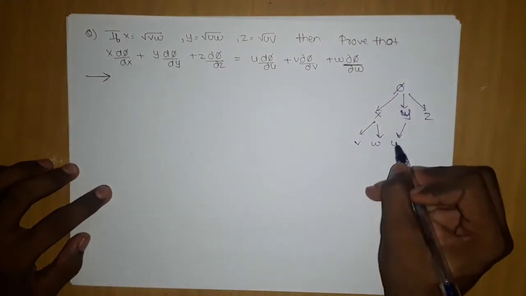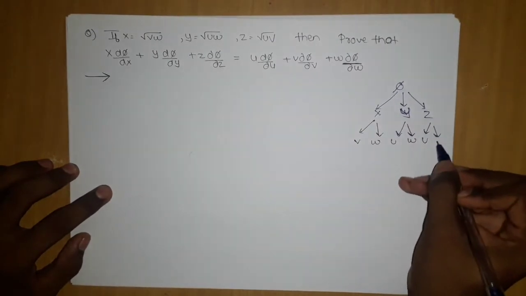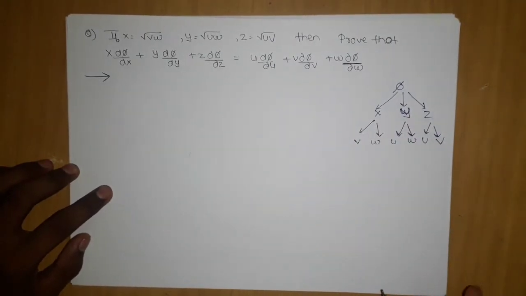Here u, w. Here it will be u, v. Okay, so don't make any mistake in this chart. If you make a mistake in this chart, then your answer will be wrong for sure.